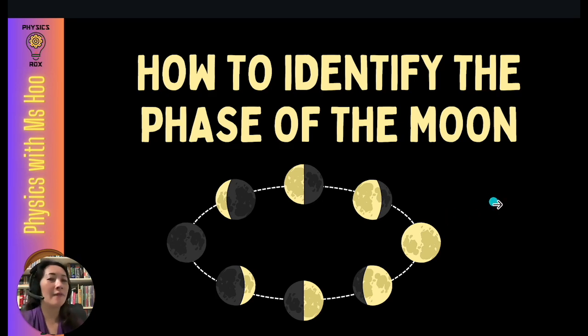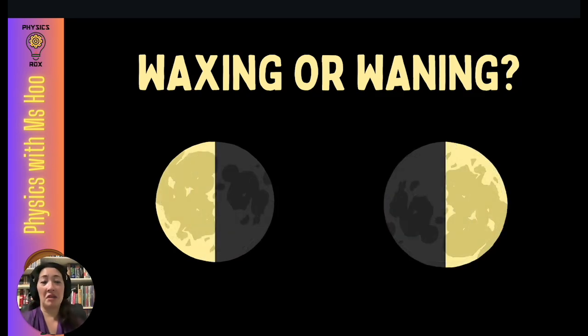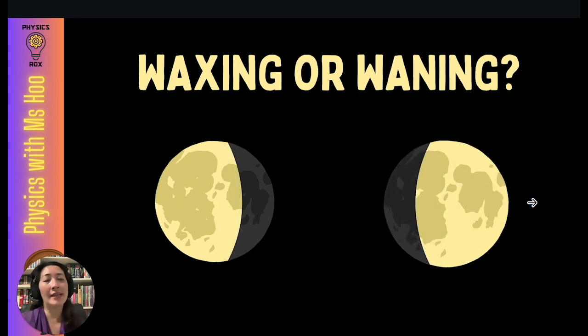But there are some phases of the moon which look pretty similar. For example, the crescent moons, you don't know whether they're waxing or waning. Or the half moon, which one's waxing or waning. And also the gibbous moons. So they look really similar.